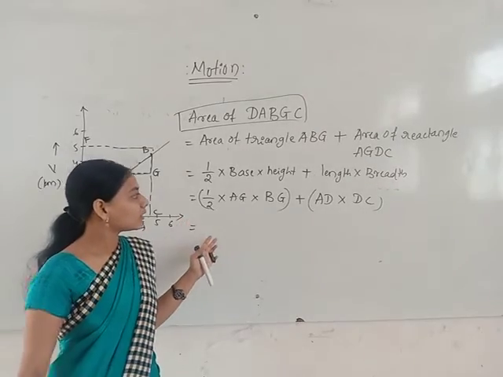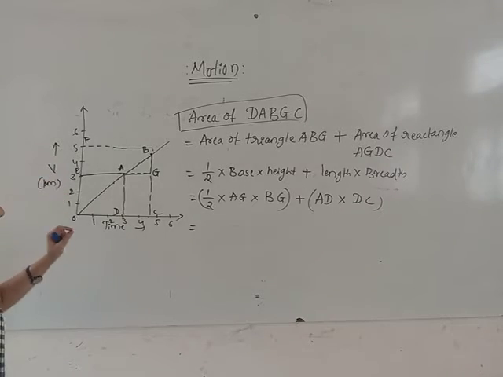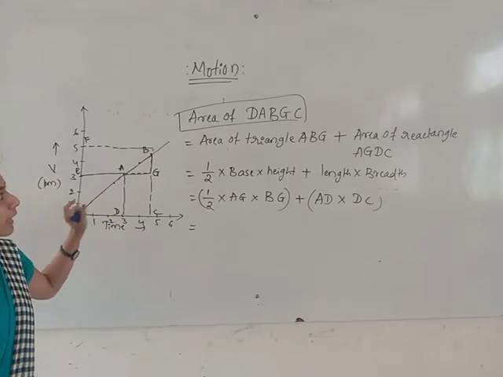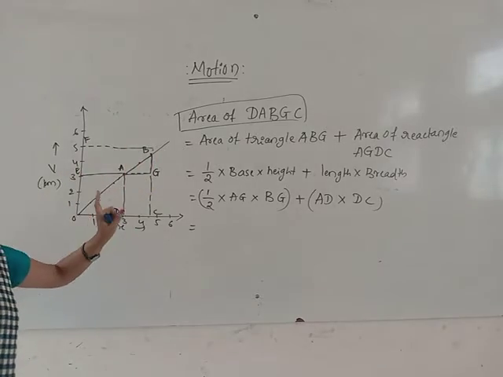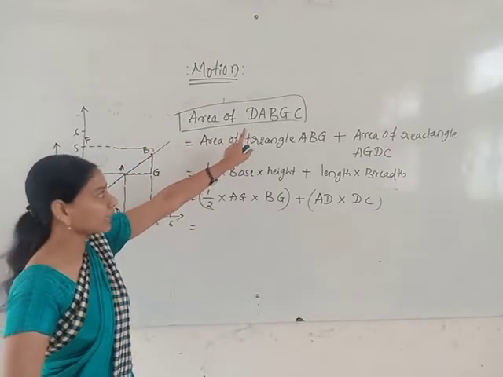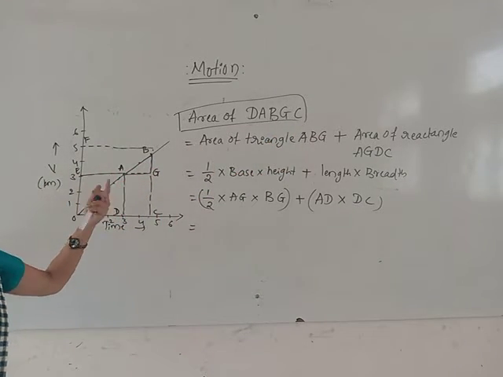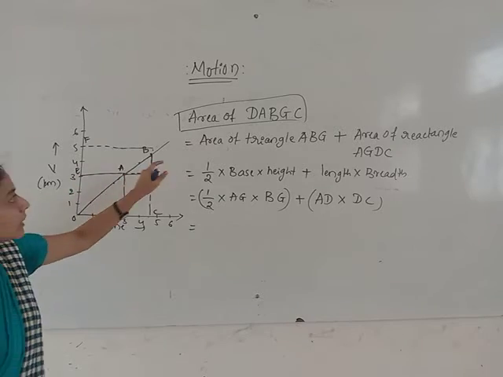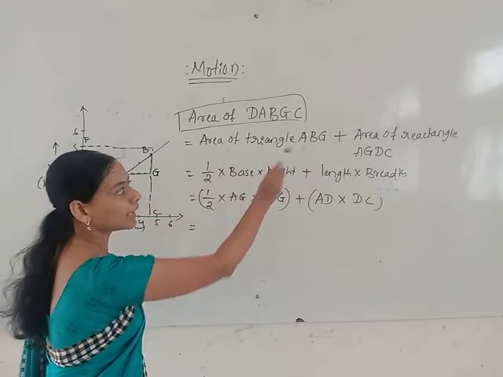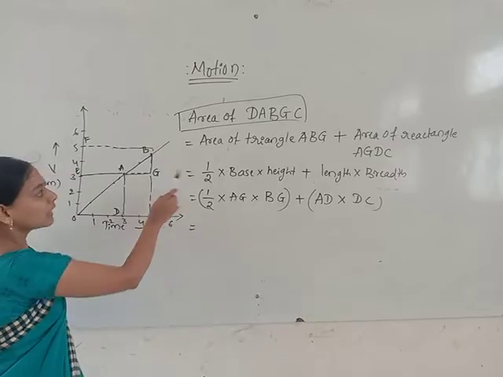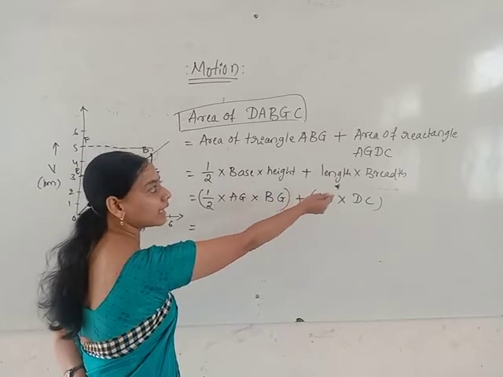What we learn here: in a velocity time graph we take velocity on the y-axis and time on the x-axis. We want to determine the distance between the 2 points, A and B. For that, we take the area of the trapezium DABGC. You can change the alphabet and put your own name's letters too. Next, the area of the triangle ABG, and then the area of the rectangle AGBC. The area of a triangle is 1/2 base into height, and the area of a rectangle is length into breadth.